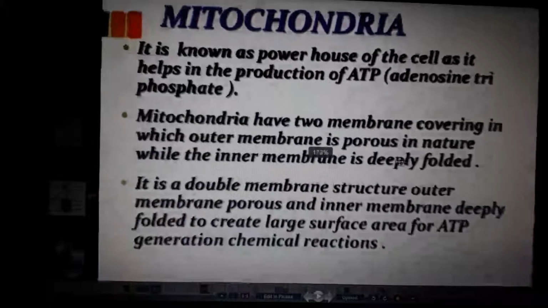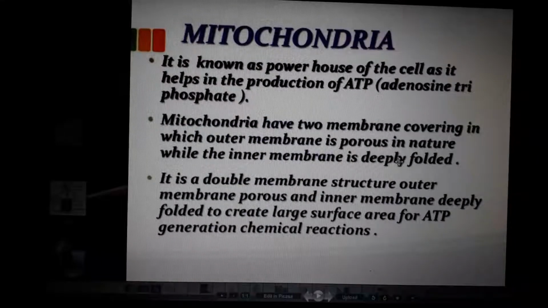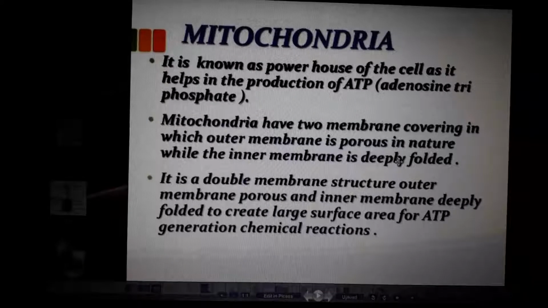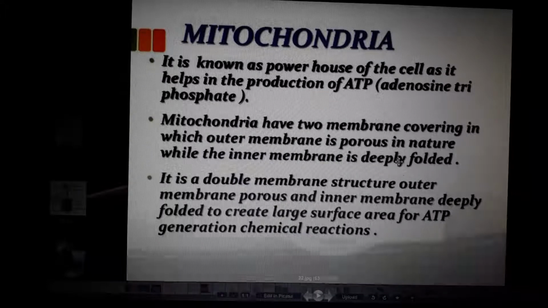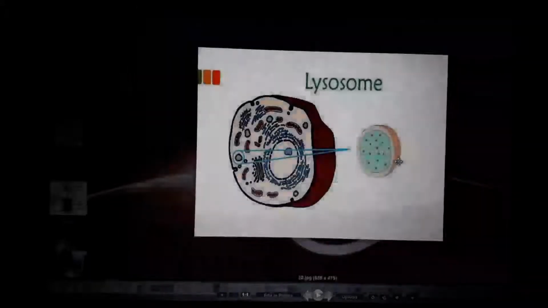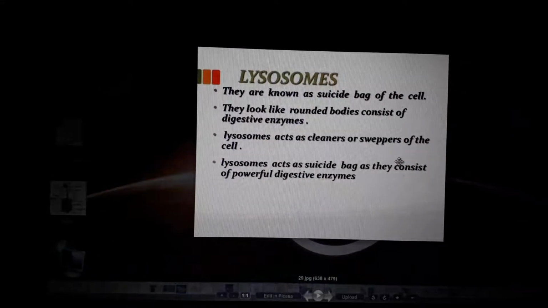Mitochondria have two membrane coverings, in which the outer membrane is porous in nature while the inner membrane is deeply folded. Porous means it absorbs water. Mitochondria's outer surface will absorb the water. That means it will absorb the energy which is provided to it. And the inner membrane being deeply folded means it will store something. So the ATP is stored inside that. It is a double membrane structure: outer membrane porous and inner membrane deeply folded. Okay, let's see. Next one is lysosomes.